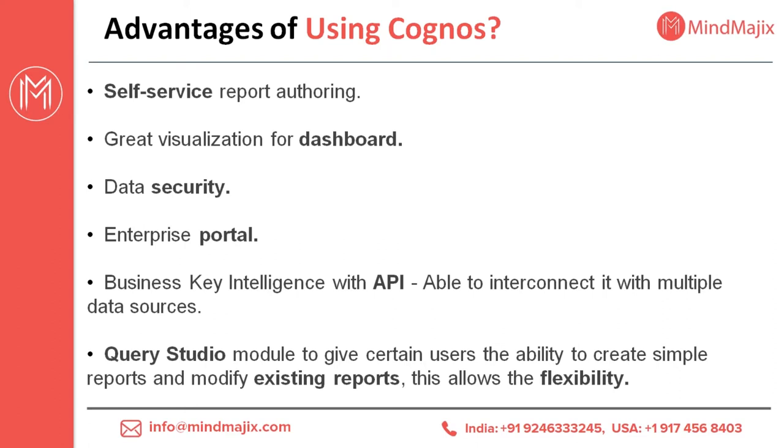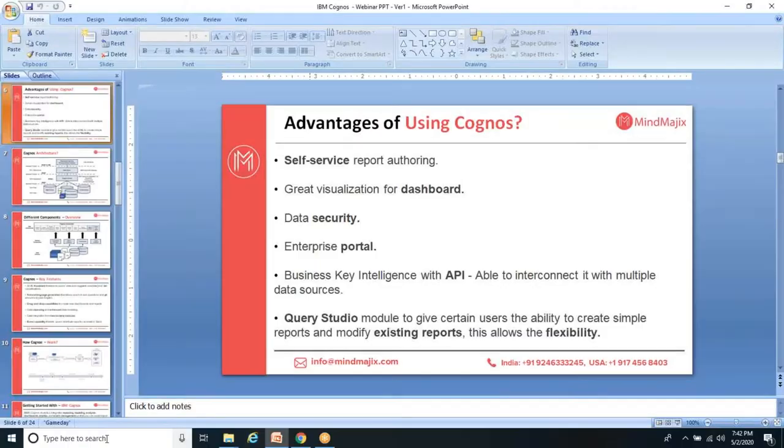Object level means if we have any data table, we can provide security at table level, or else at data level, that means record level. And these are all the hierarchies we have. We can provide security at group level, and under the groups we will have users.